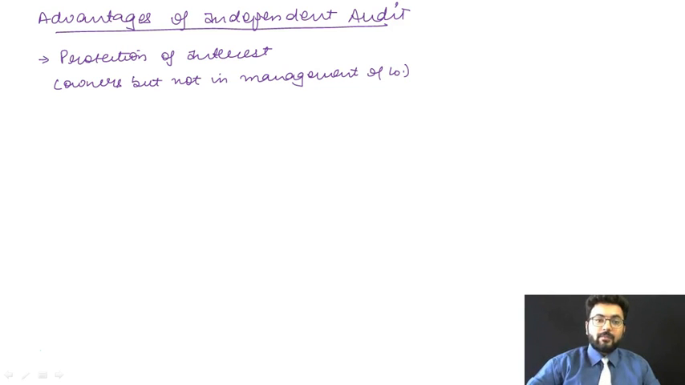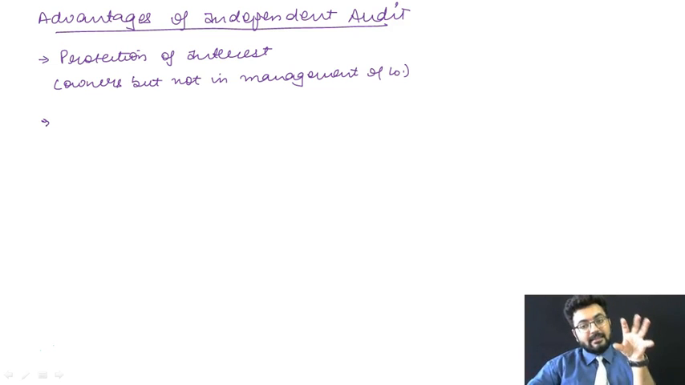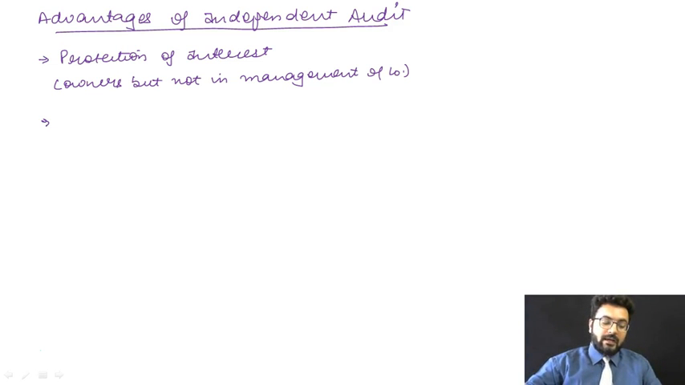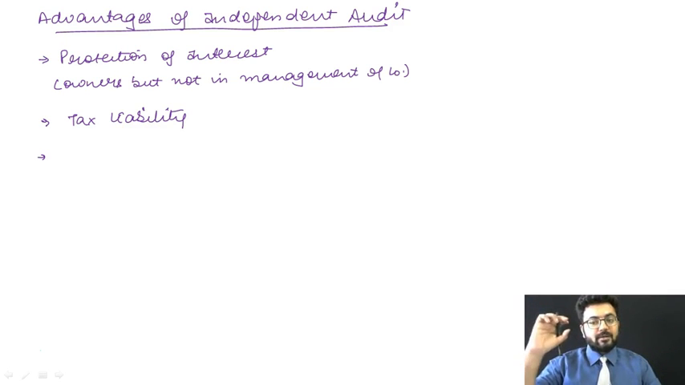Got it? Understanding my point? Their interest will be protected properly. There will be nothing like their interest being violated. Such kind of things will not happen. After that, tax liability. The government will be like, yes, an independent person has done the audit. Now, whatever the profit and losses are, they are going to be true, and the tax liability, whatever they have computed, is correct.